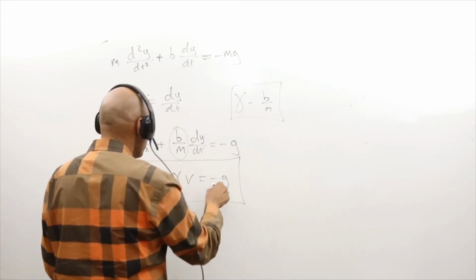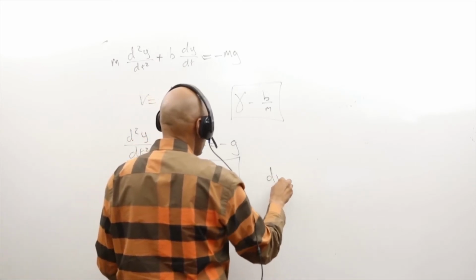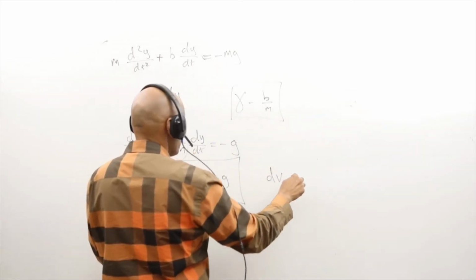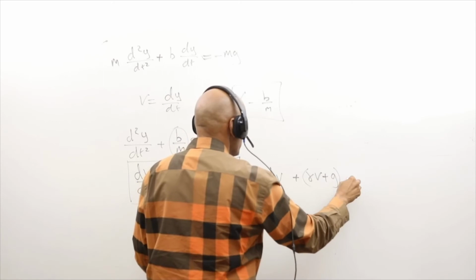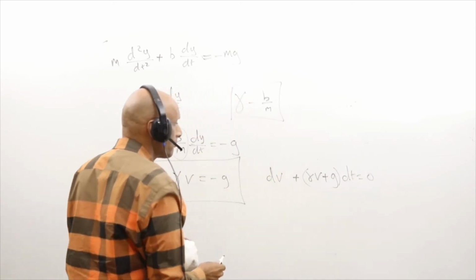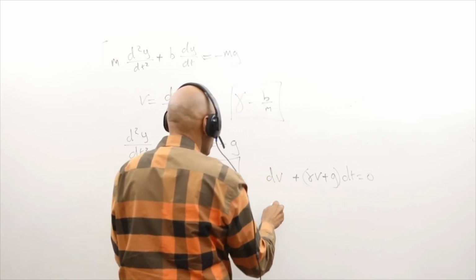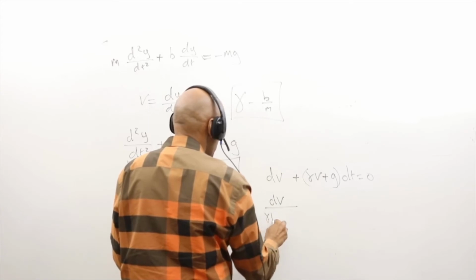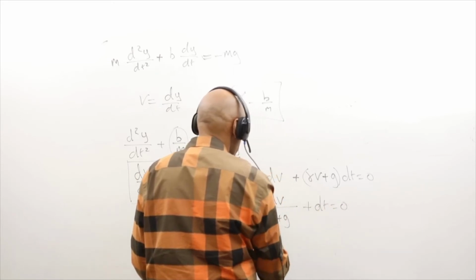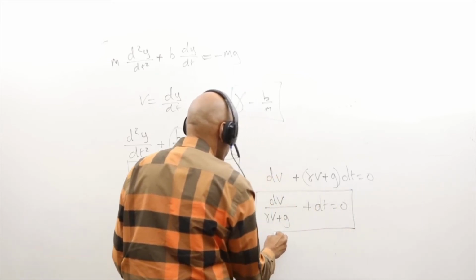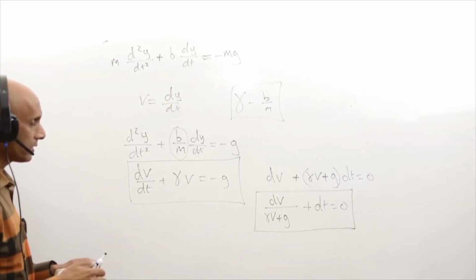equation, I can multiply by dt. I'll move everything to one side, so I'll get dv plus gamma v plus g dt. So I did a separation of variables. Well, I didn't finish yet, so I'll divide by gamma v plus g on both sides, and so you're left with dv over gamma v plus g plus dt is equal to 0.